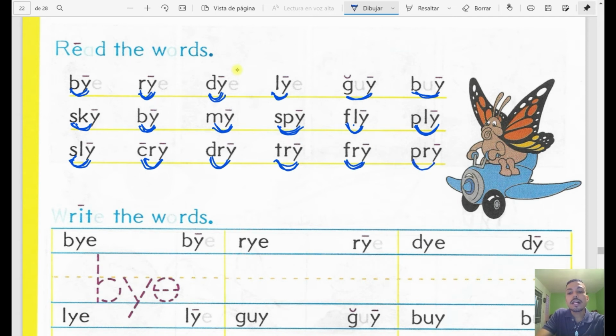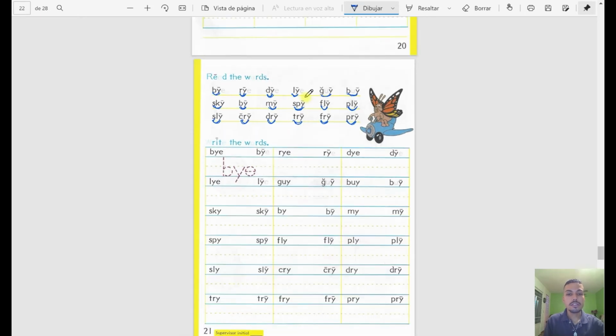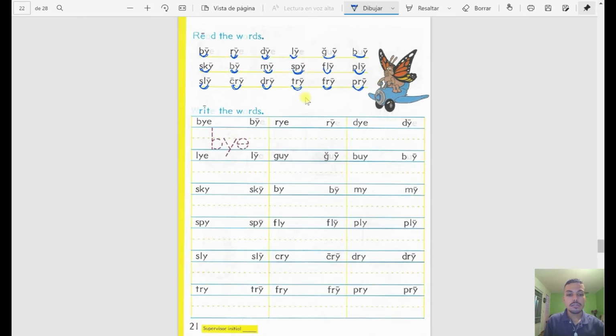Pry. Pry. Pry. Very good, okay? And now that we finished to read the words, we're going to do the next part of this page number 21, right? And the instruction says, write the words. Write the words. We have to write them.